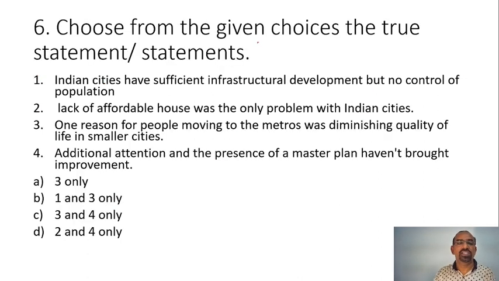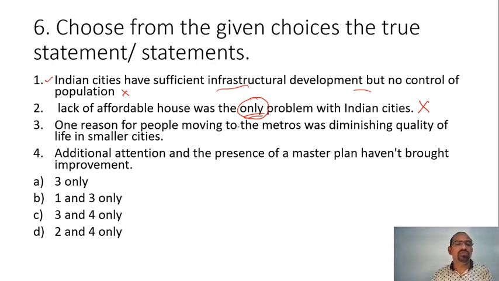Choose from the given choices the true statement or statements. First statement: Indian cities have sufficient infrastructural development but no control of population. Do you think that such a statement is given in the passage? Nowhere in the passage is given such a sentence. Second: lack of affordable housing was the only problem with the Indian cities. Do you think that this is the only problem? This is the extreme. No, it is not the only problem. Yes, it is a problem, but it is not the only problem.